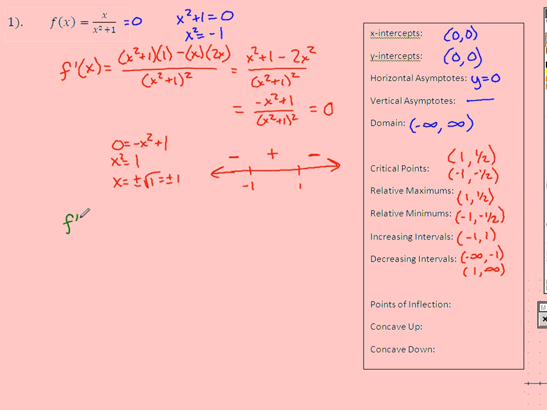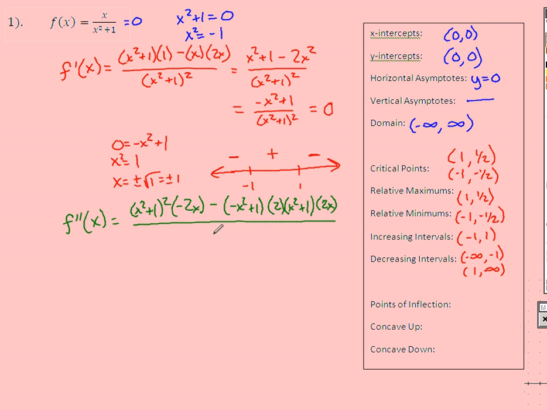So, f double prime of x is going to be fun. It's going to be low d high, x squared plus 1, the quantity squared, times d high, which is negative 2x, minus high d low. High is negative x squared plus 1, d low is 2 times x squared plus 1 times the derivative of the inside, which is 2x. All over low squared, which is x squared plus 1, the quantity squared. So at this point, what you want to look at in this problem is, well, what can I possibly cancel out?